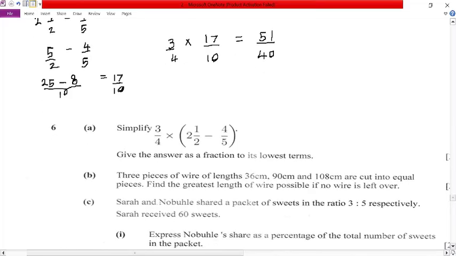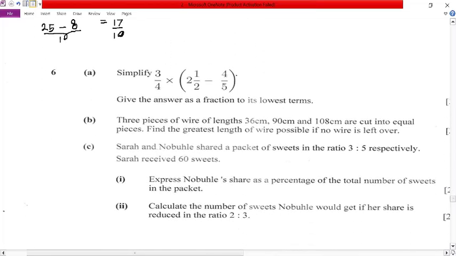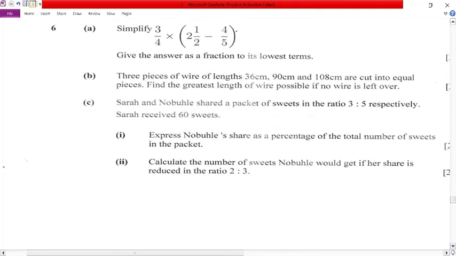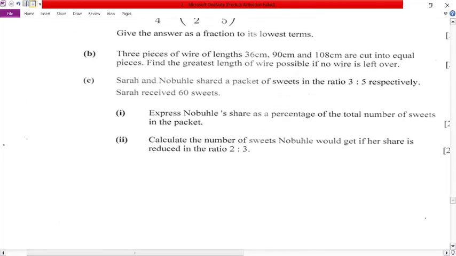Let's move on to part B. 3 pieces of wire of length 36 centimeters, 90 centimeters, and 108 centimeters are cut into equal pieces. Find the greatest length of wire possible if no wire is left over. So here we just need to find the highest common factor between 36, 90, and 108. So to find the highest common factor, we're going to say 36.